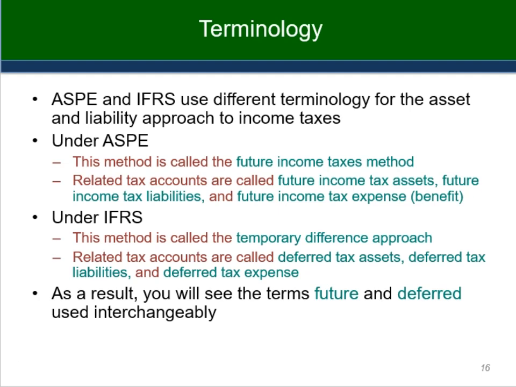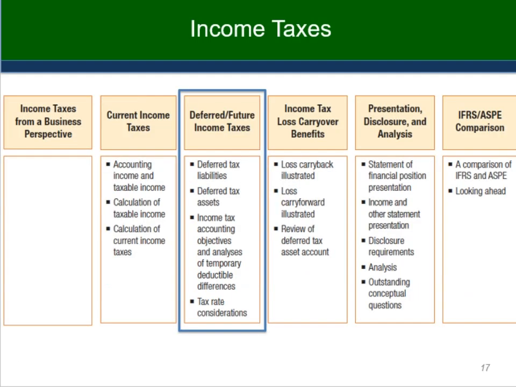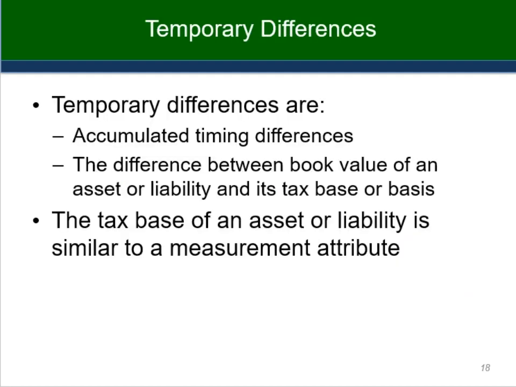Deferred tax assets. Getting a little bit beyond here in my slides. So temporary differences are accumulated timing differences. Over time, they can reverse, and we can add new ones, and so the amount of the temporary differences can change over time as we engage in transactions which have a different treatment for accounting and tax purposes. And so we're looking at temporary differences being the difference between the book value of an asset and its tax basis or tax base.